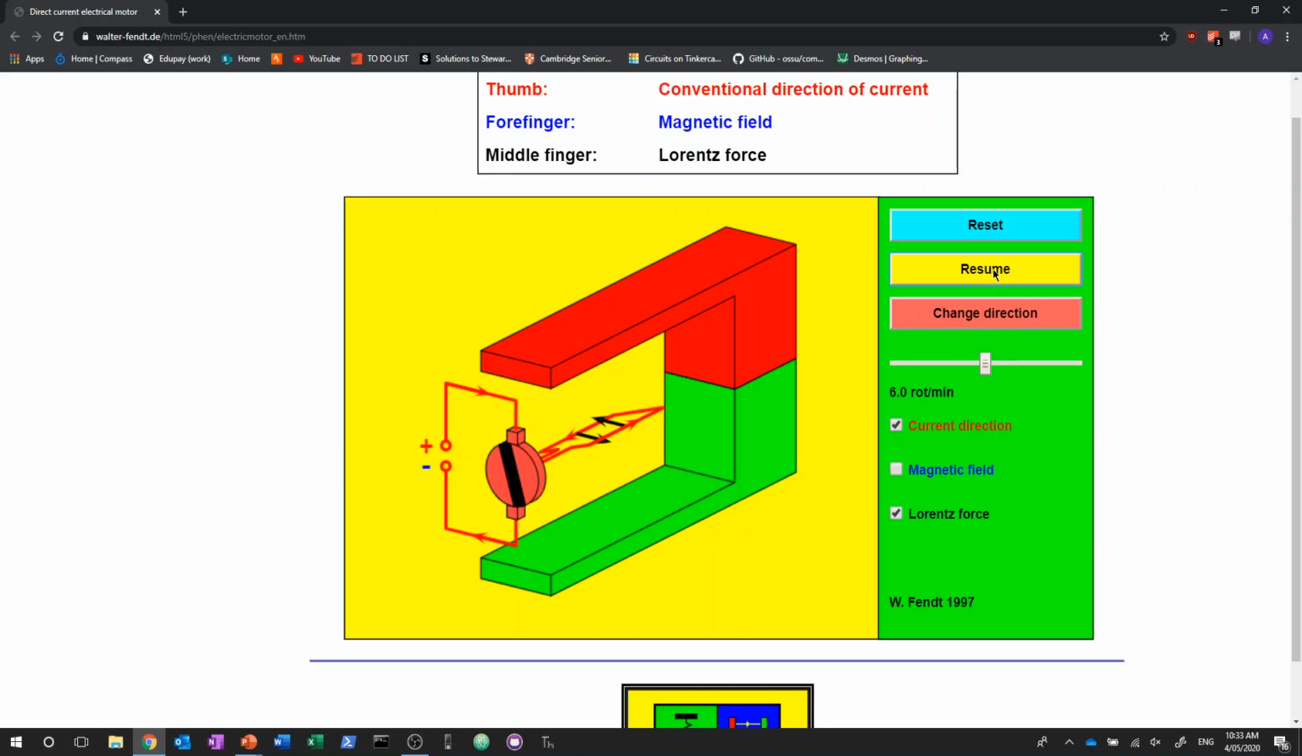I'm going to let it run for a few seconds just so you can see what's going on. Okay, pulled around, current flips, and the forces on each side change. You'll notice that the forces keep changing so that there's always this continuous torque, allowing the coil to just continue rotating indefinitely.